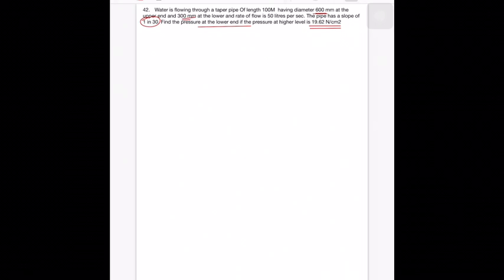We have been provided with P1. We need to find out P2. P1 is given. We need to find out P2.